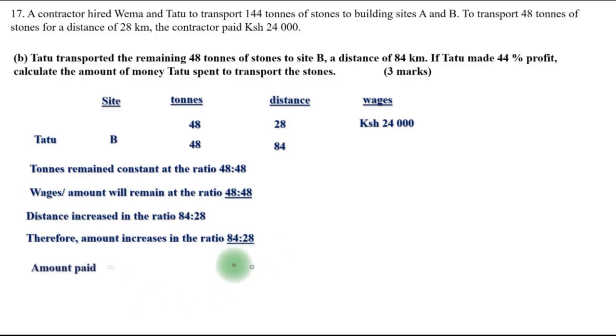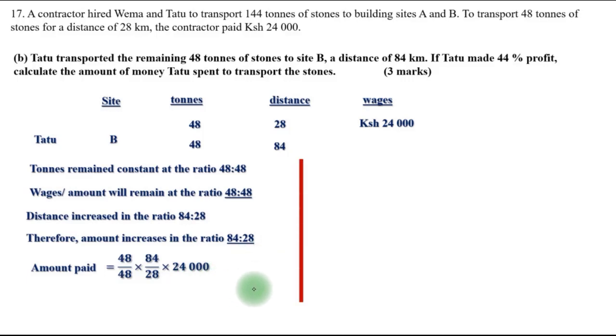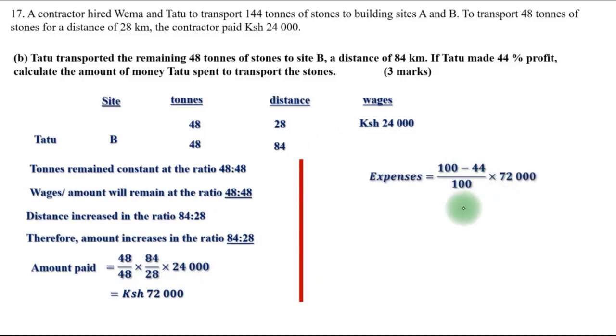So amount paid will be equal to 48/48 times 84/28 times 24,000. In this case, we shall end up getting 72,000 shillings. That's what Tatu was paid. And we are being told that out of this amount of money he was paid, Tatu made 44% profit. So for us to get the expenses, it will be (100 minus 44)/100 times the total amount he was paid, and in that case we shall get 40,320.